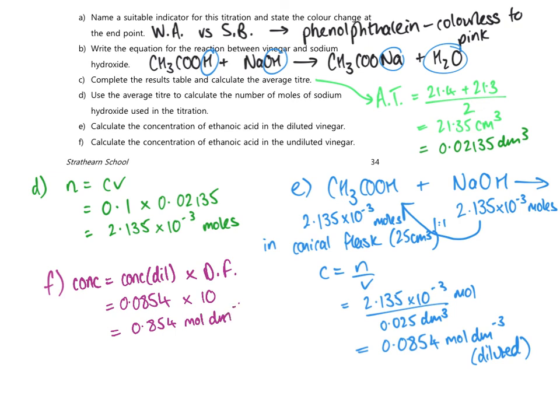And remember, have a think, have you done this the right way round? Yes, you're multiplying by the dilution factor because your concentrated, your undiluted vinegar is obviously of a higher concentration than your diluted vinegar. So your final answer should be 0.854 moles per decimetre cubed.